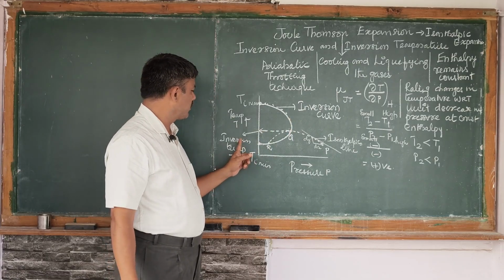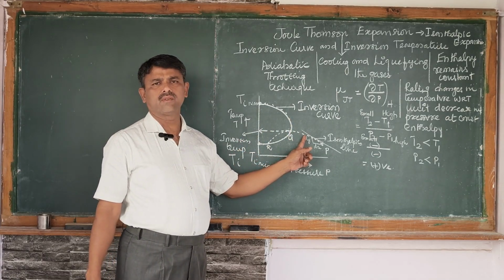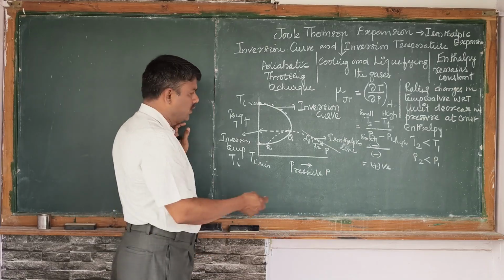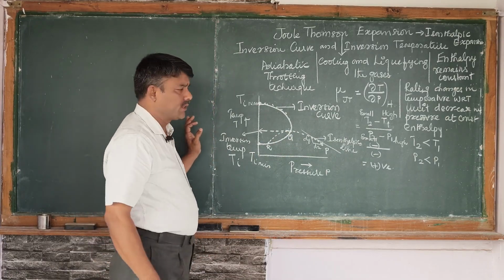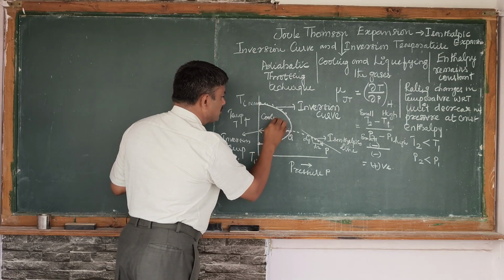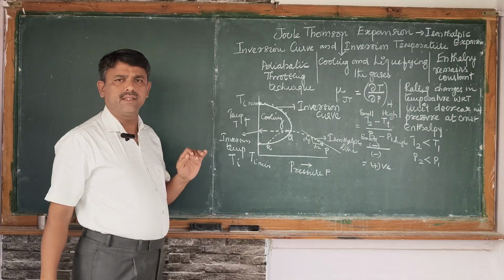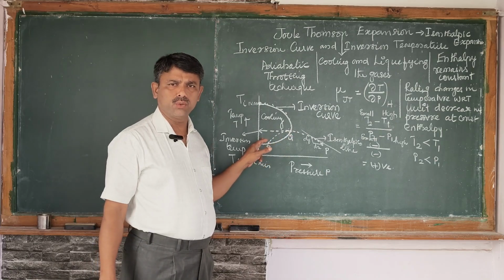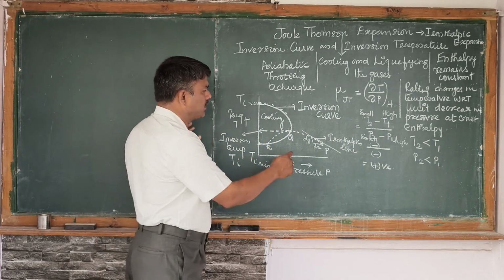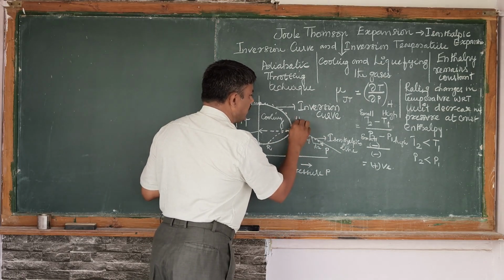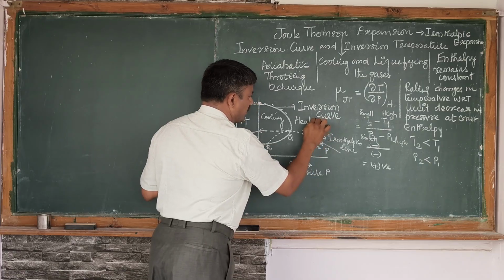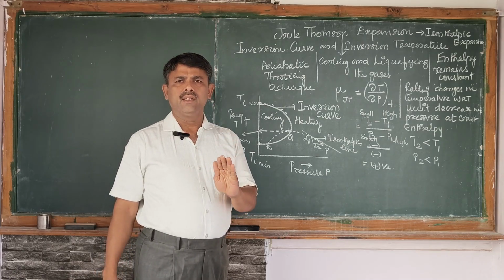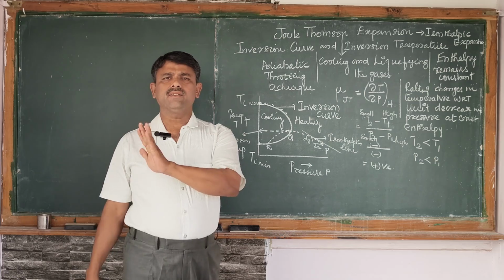Inversion curve, inversion temperature, isenthalpic curve, everything was discussed. Clear? Right. The region Q to R is the cooling effect. That means the region below the pressure Q is the cooling effect. The region Q to P is the region of heating. So the inversion curve is used to separate the region of cooling from the region of heating.